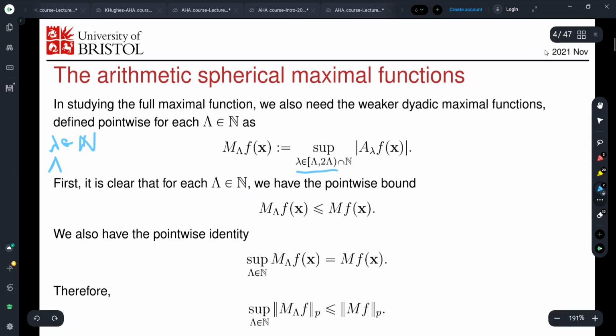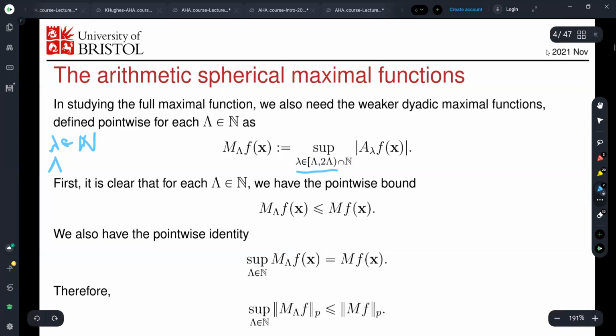Great. So the first property we have is that these dyadic maximal functions are bounded by the full maximal function, because the supremum for the full maximal function is given by looking at all lambda over the natural numbers. And the supremum for the dyadic maximal function is looking at just some subset of those, right? So I have a collection of numbers at each point. I choose the biggest one, but if I look at a sub-collection of those numbers and choose the biggest one there, that's at most the maximum over the whole collection. So that's how we get this pointwise bound.